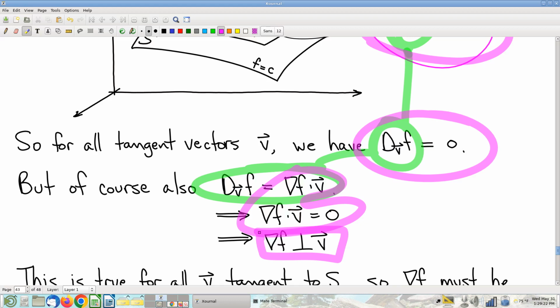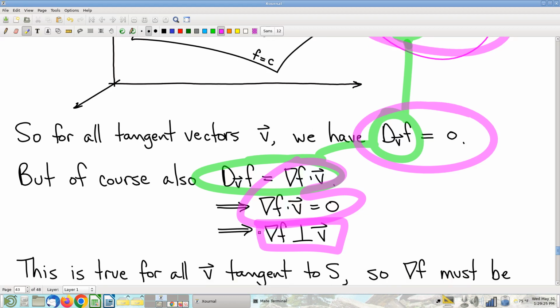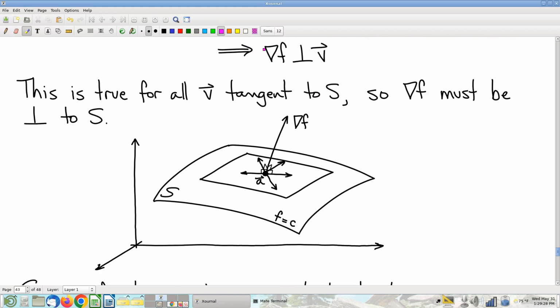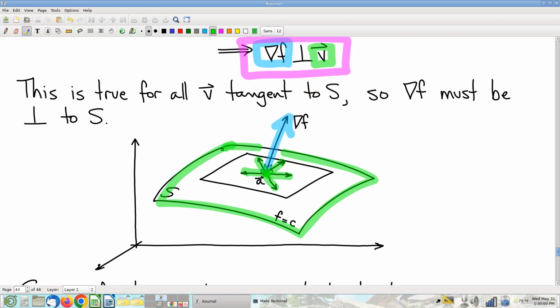And so we have a pretty powerful conclusion here. The gradient vector is always perpendicular. Orthogonal. Right? Dot product is 0 means orthogonal. It's always orthogonal to every tangent vector to the surface, aka gradients are always perpendicular to the level sets themselves. Gradients are always perpendicular to level sets. Really cool fact. Very handy.